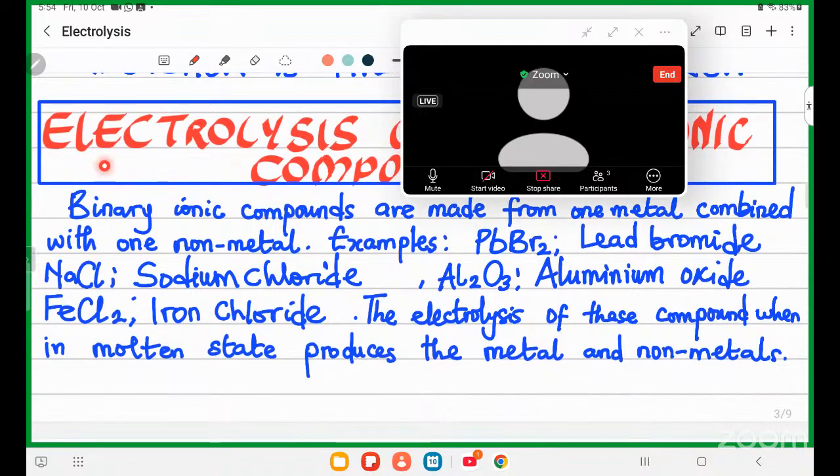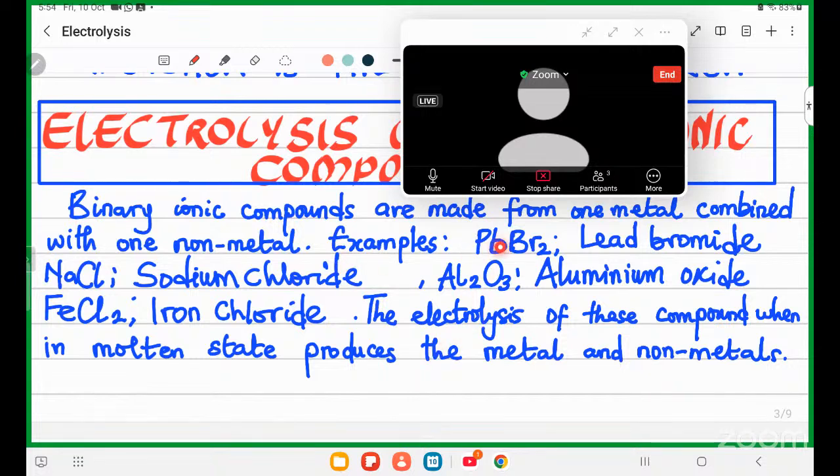Like number. Yes, it's like number. So which number? 1 and 0. So how many numbers are there? 2. Binary. So when they say binary, ionic compounds are made from one metal combined with one non-metal.